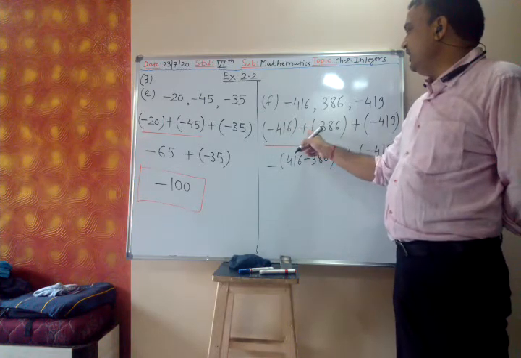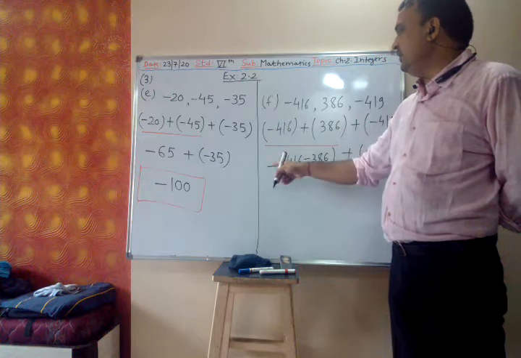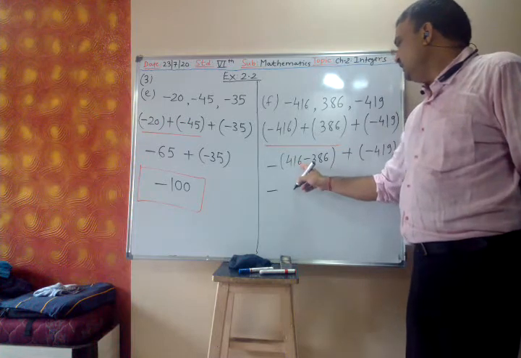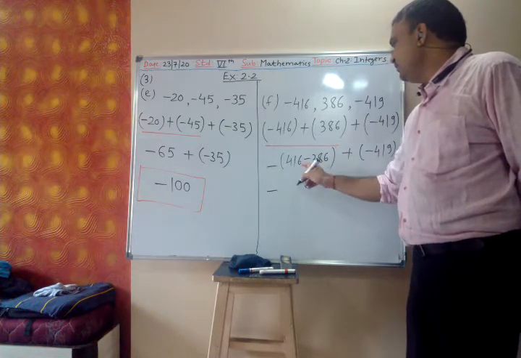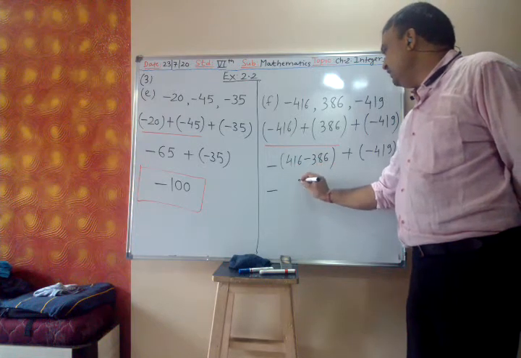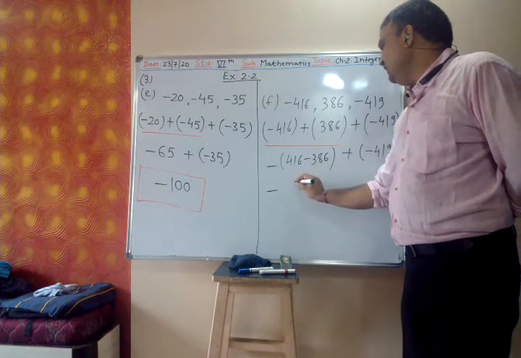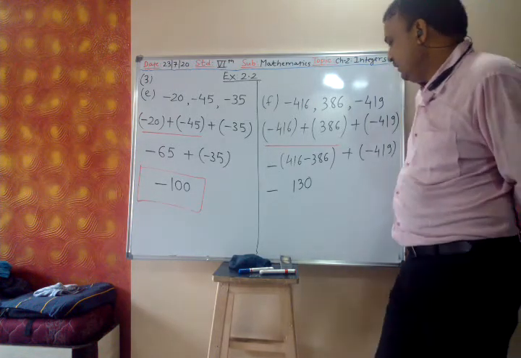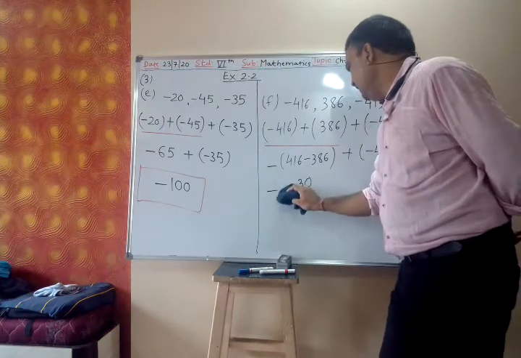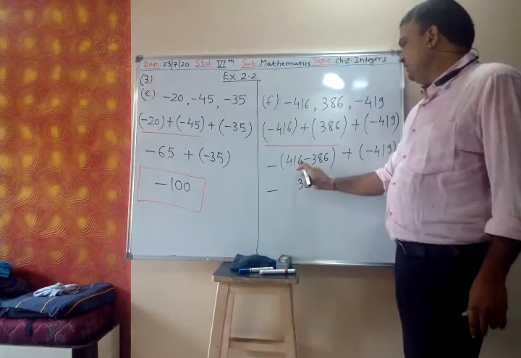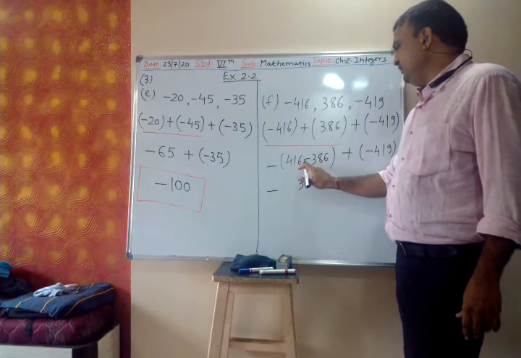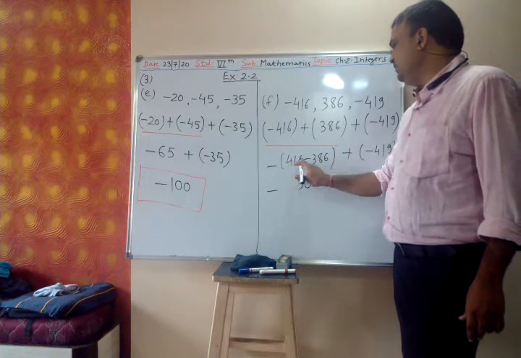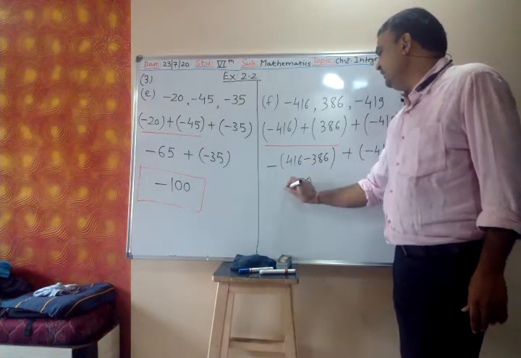Minus and plus, opposite signs, means you have to subtract and take the sign of the bigger number. The bigger number is 416. What is its sign? Minus. So 6 minus 6 is 0. Then 11 minus 8 is 3. Then 3 is left, 3 minus 3 is 0. So it is minus 30.